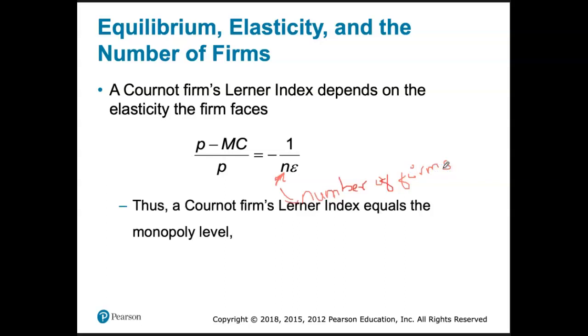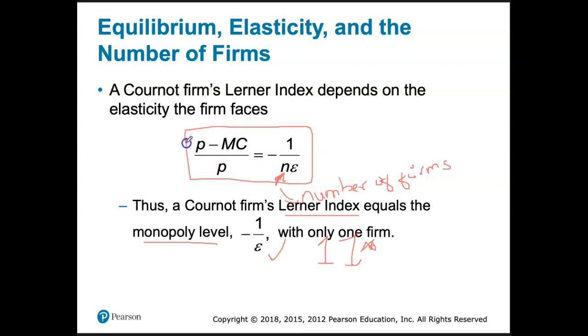If N equals 1, the Cournot firm's Lerner index equals the monopoly level, which is -1 over epsilon. So back again to chapter 11; just in case you're confused about this, take a look at chapter 11 and it should be helpful. Then we have P minus MC over P equals -1 over epsilon. That is the Lerner index for the monopoly, and also the Lerner index for the Cournot firm if there's only one firm in the market.